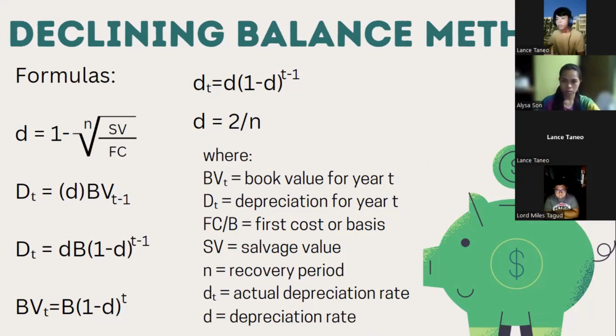Where BV_t means the book value of year t, D_t is the depreciation of year t, FC or B is the first cost or basis, SV will be the salvage value, N will be the recovery period, and d is the actual depreciation rate.